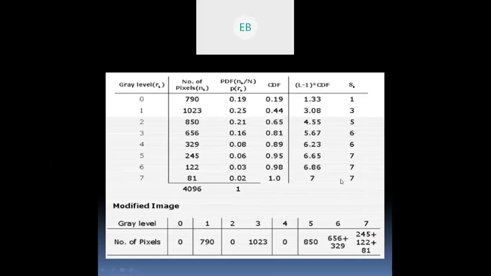Okay, so finally you got this. So the cumulative distribution function is also this. In this manner you have to calculate. That is, C0 equals P0, C1 equals P1 plus C0, then C2 equals P2 plus C1, in that way. So accordingly you get these values.